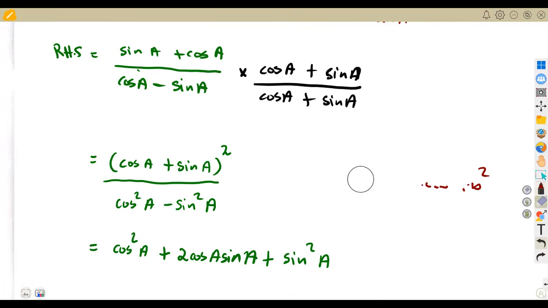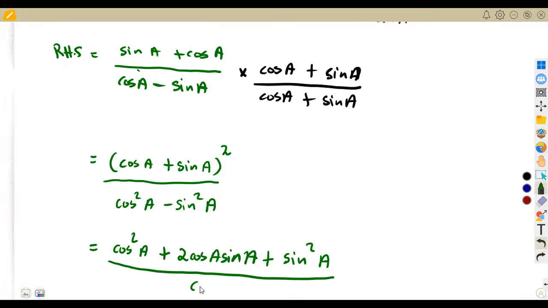But from the denominator here, there's something that you can see. Cos squared A minus sine squared A. If you check this, this is an identity that we know, from our double angle identities. Cos squared minus sine squared is equal to cos 2A. Remember that double angle identity for cos. Cos 2A is equal to cos squared A minus sine squared A, or it is equal to 2 cos squared A minus 1, or it is equal to 1 minus 2 sine squared A. There are so many identities for cos 2A. So this one is equal to cos 2A.